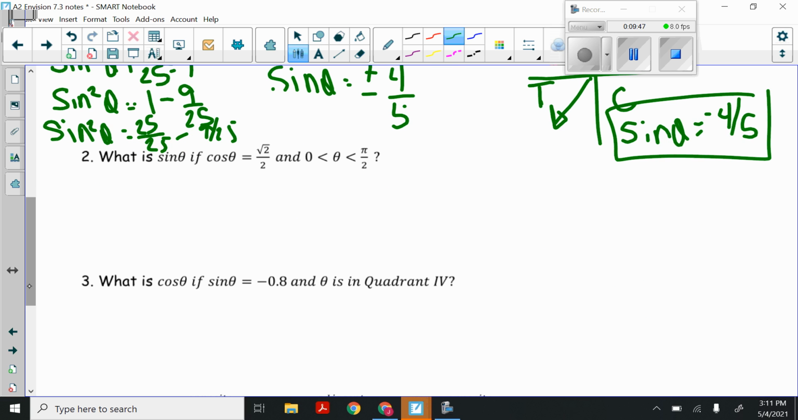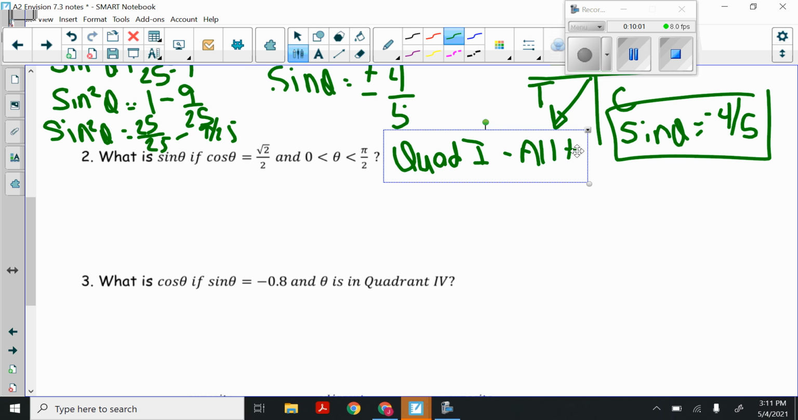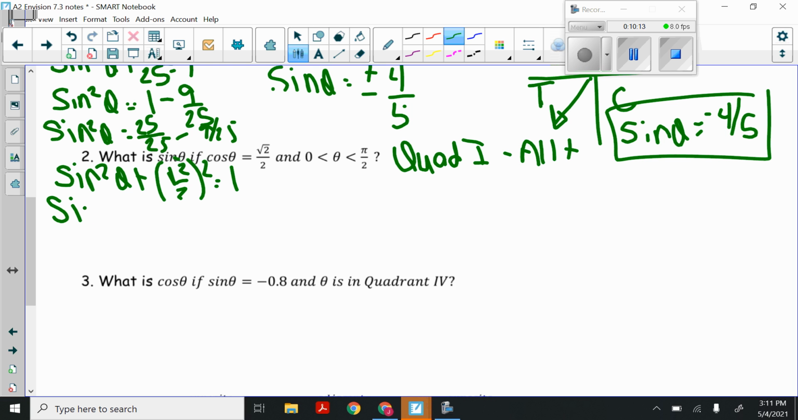Number 2, what is sine theta if cosine theta is the square root of 2 over 2 and theta is between 0 and pi over 2? So we're looking at quadrant 1, where everything is positive. So I know that I'm going to be using my positive answer. So I can do sine squared theta plus cosine squared, square root of 2 over 2 squared, equals 1. So sine squared theta plus the square root of 2 squared is 2, over 2 squared is 4, equals 1.